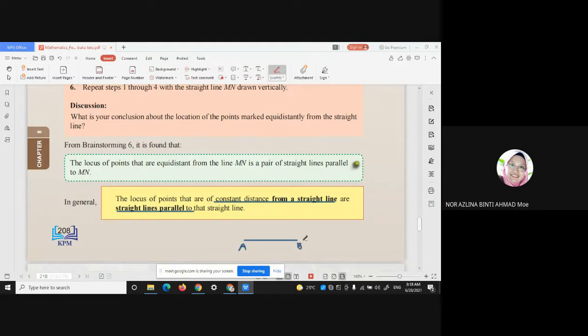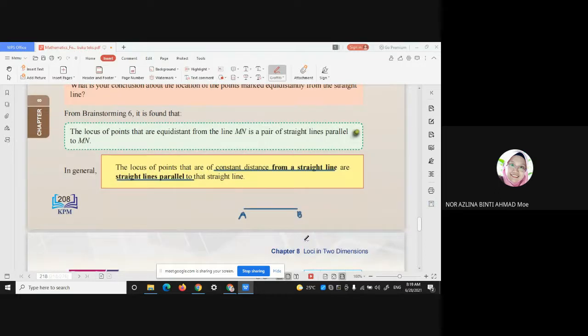And what is the locus? If the locus is 2 cm from line AB, here 2 cm up, down also 2 cm. So you draw the horizontal lines using a ruler. This is 2 cm and here also 2 cm. And this is the locus, let's say the locus of X.